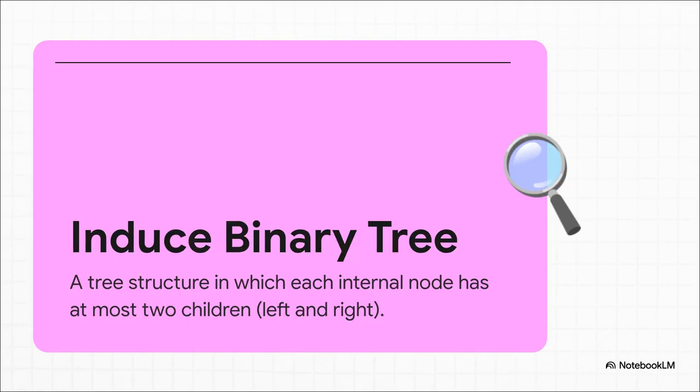First one up is induce binary tree. Think of your model as making decisions by asking a series of questions. Well, this setting forces every single one of those questions to have only 2 possible answers, like a simple yes or no. This creates just 2 branches at every step. It keeps things really simple, clean, and honestly, a lot easier to understand.